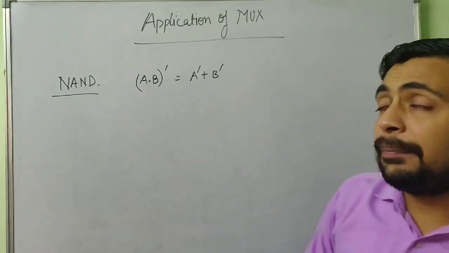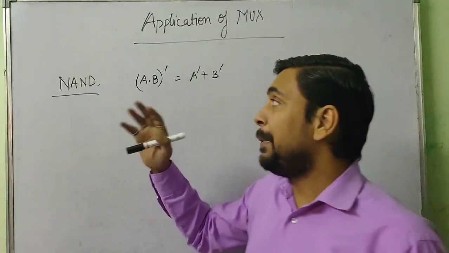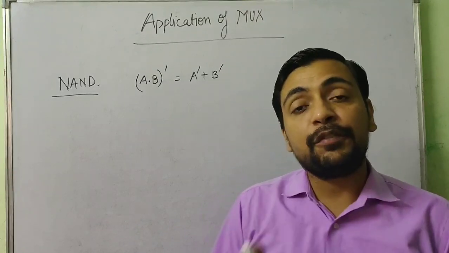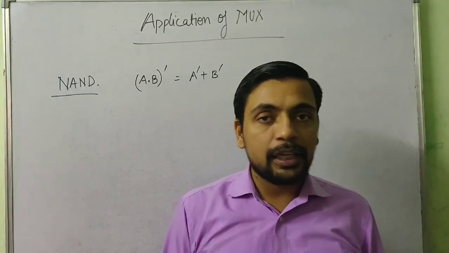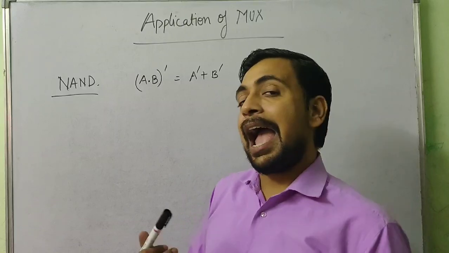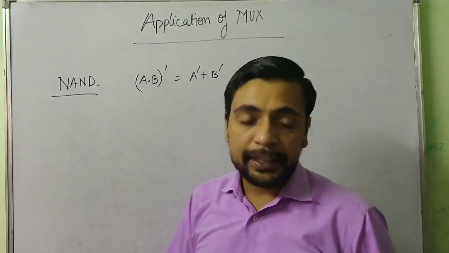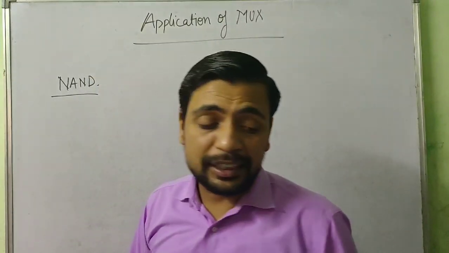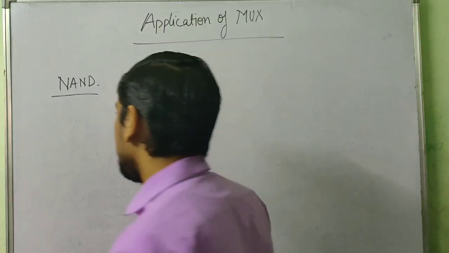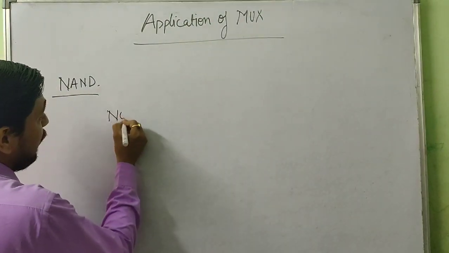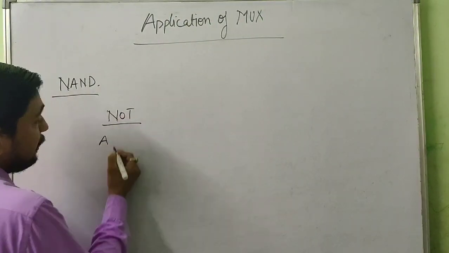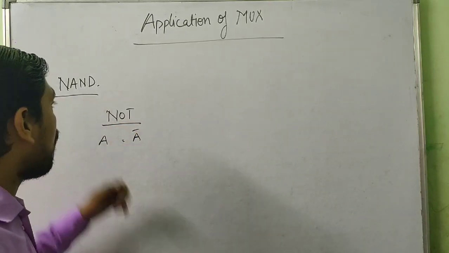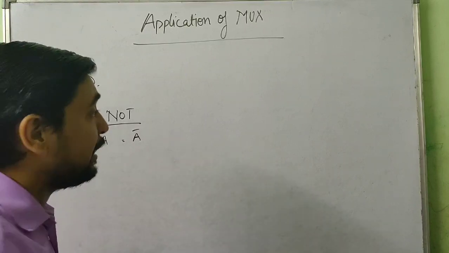Now with the help of De Morgan's law, we can implement other elementary gates with the help of a NAND gate. That means if you want, you can implement a NOT gate, an OR gate, an AND gate with the help of a NAND gate. Let's see how we are going to do that. The first gate that we are going to see is a NOT gate. If the input is A, definitely the output of a NOT gate will be A complement.